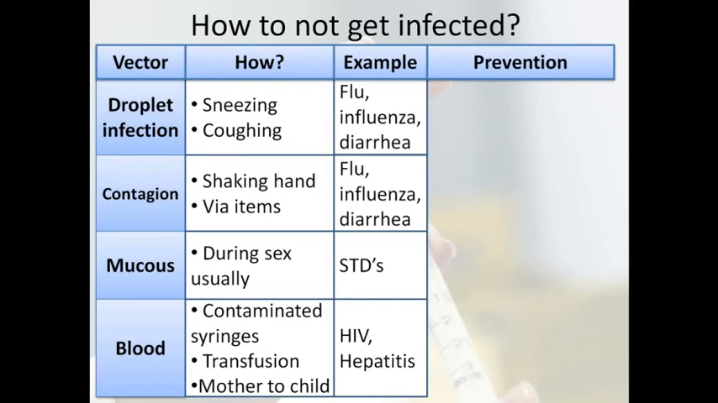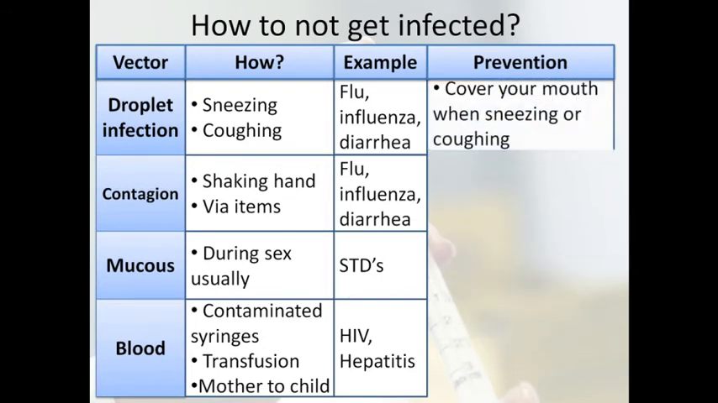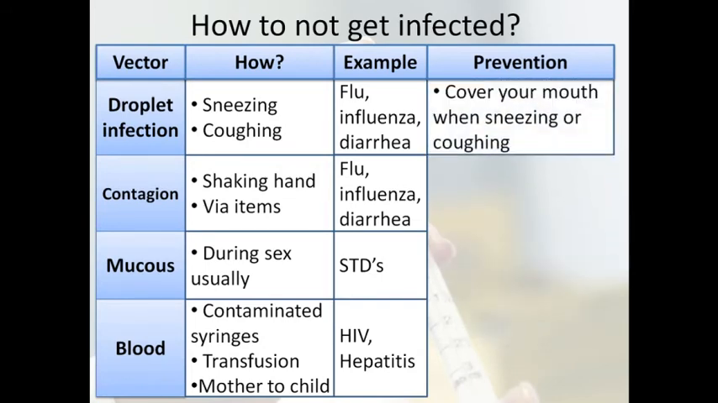So how to prevent these? Well, the droplet infection is easy to prevent. You just have to cover your mouth when sneezing or coughing. So use your elbow pit or some piece of cloth to cover your mouth when you sneeze or cough.